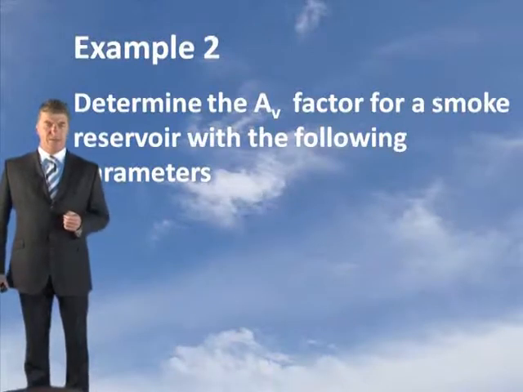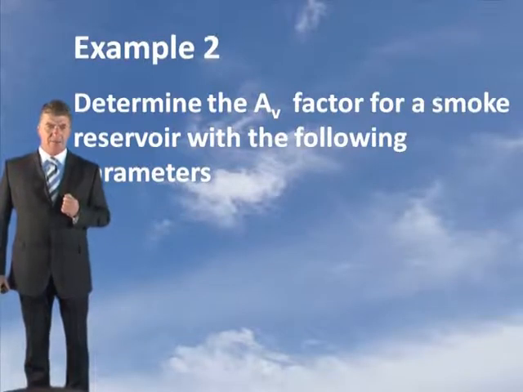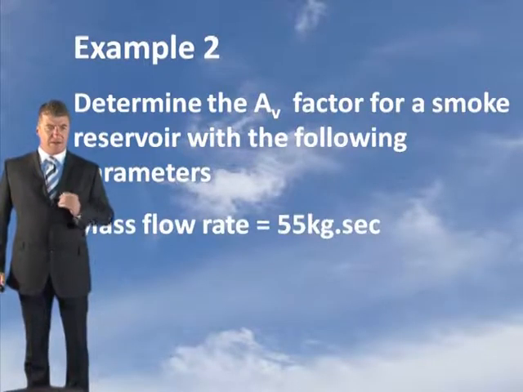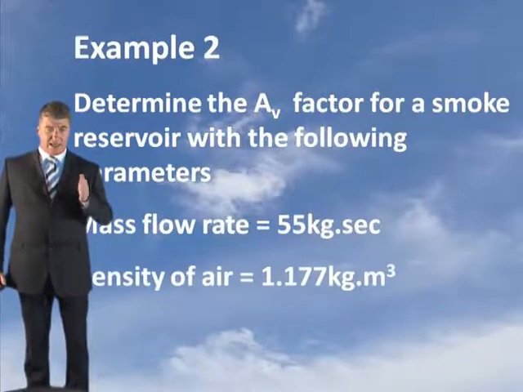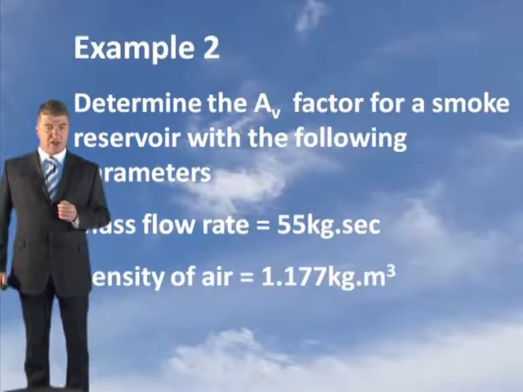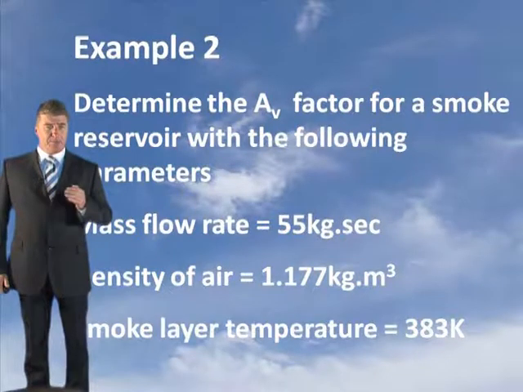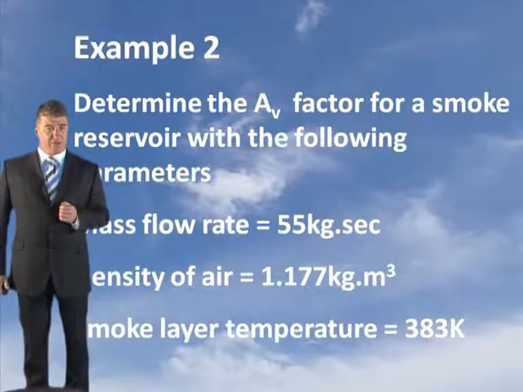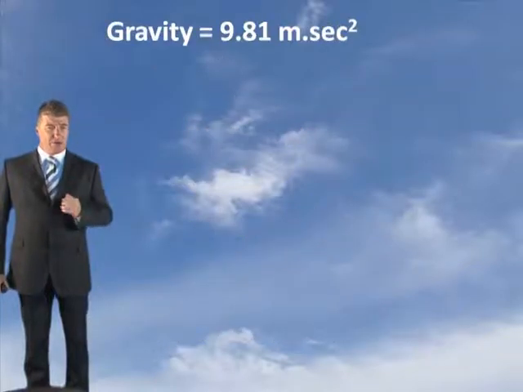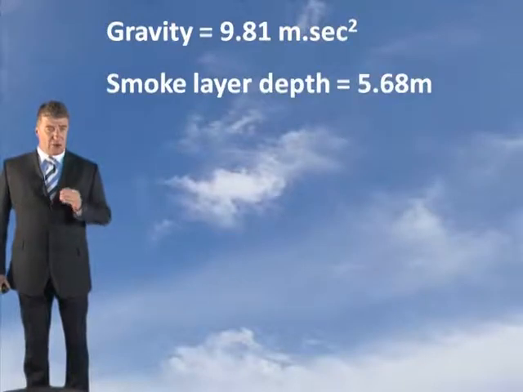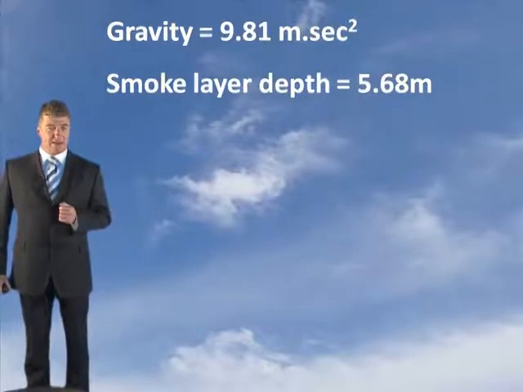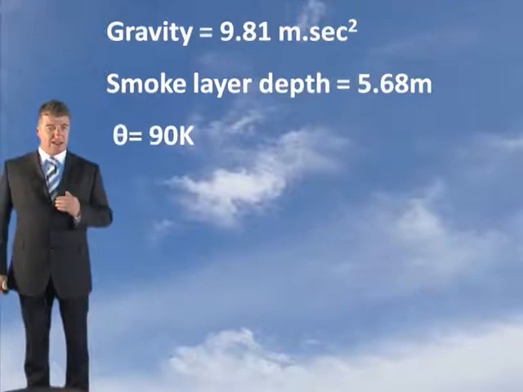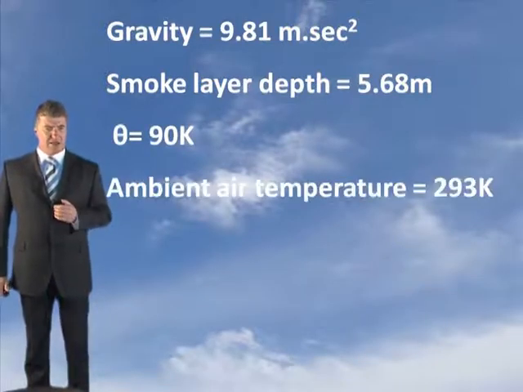Let's do another example. Determine the area of ventilation for a reservoir with the following parameters. Your mass flow rate of smoke is given as 55 kilograms a second. The density of air is 1.177 kilograms per metre cubed. The temperature of your smoke layer is 383 Kelvin. Acceleration due to gravity is given as 9.81 metres a second squared. Your smoke layer depth is 5.68 metres, and your theta value is 90 Kelvin. And your ambient air temperature is taken as 293 Kelvin.